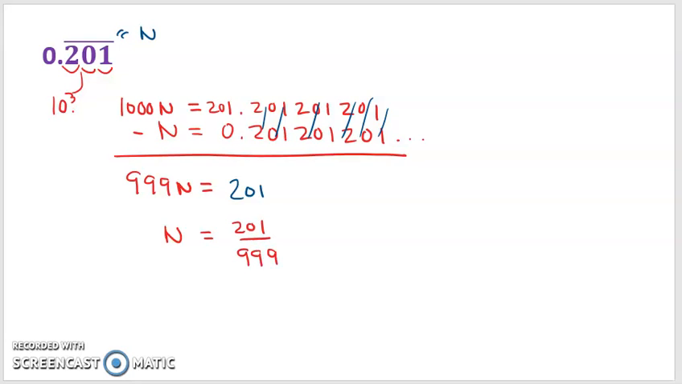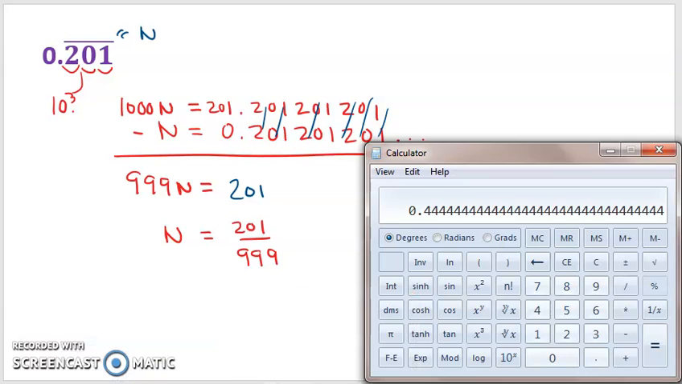Now often these can be simplified. For example, you might notice that the top is divisible by 3, the bottom's also divisible by 3. All we're saying in this claim is that you can express it as this ratio, as a fraction. Okay, here's one fraction that represents it. Let's check again. So in this case, I'm going to clear. I've got 201 divided by 999. Oh, went one too far. There we go. And that equals 0.201201, 0.201 repeating.